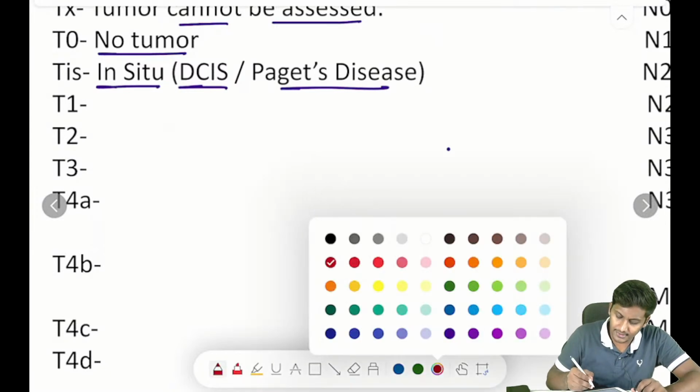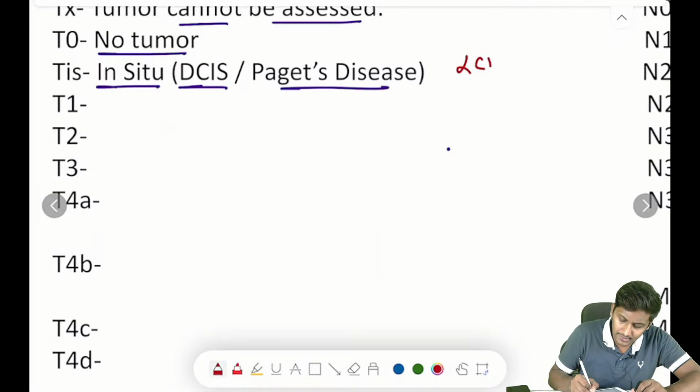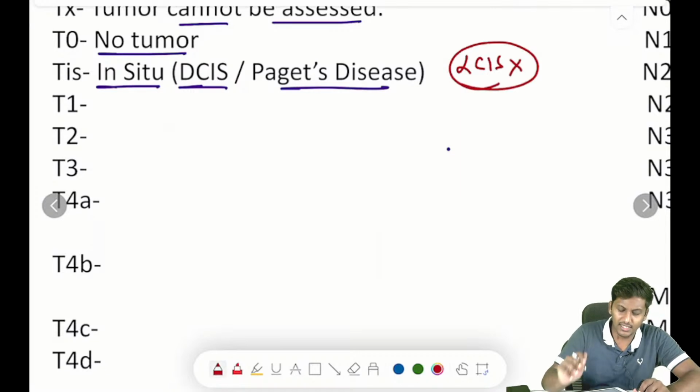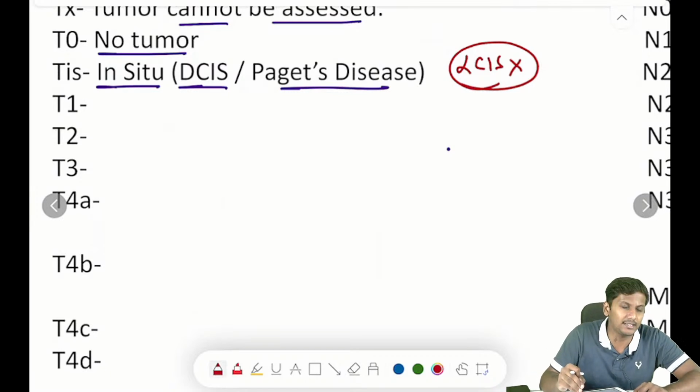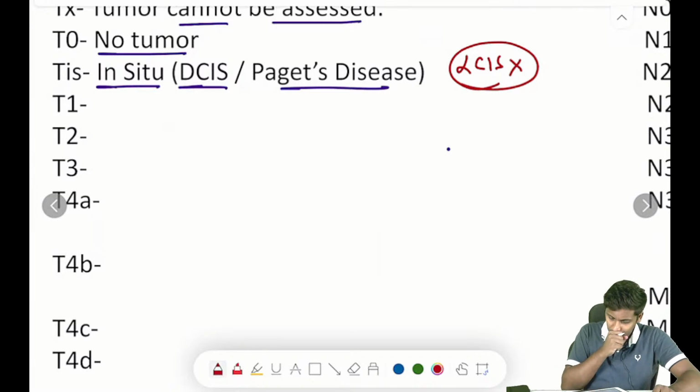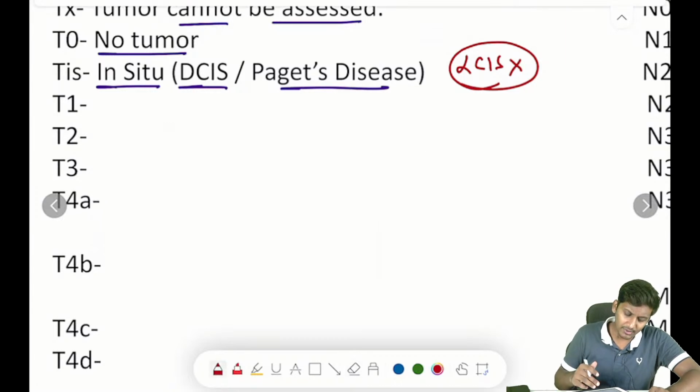Important is LCIS बच्चे, as I've told you now, LCIS is not a part of TIS. Reason is because we do not consider lobular carcinoma in situ as a malignancy now. We consider it to be a benign lesion. That is the reason. LCIS is not a part of the staging. ठीक है? याद रखना ये बात.